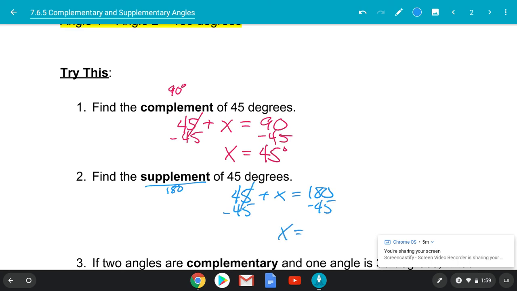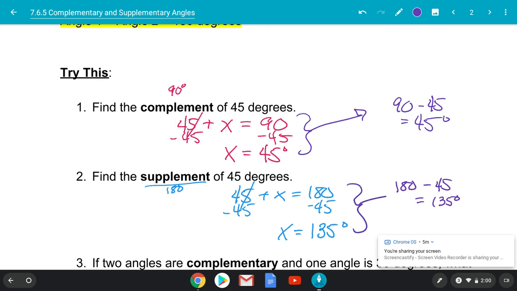And here I have 180 minus 45 to get 135 degrees. Now, with these questions, you can always set them up with the equation and solve, but if you understand what the word complement and supplement mean, you could absolutely have just looked at number 1 and said, okay, I want 90 minus 45, and I would get that 45-degree angle. Or when we're talking about supplementary angles, like number 2, you could have absolutely said 180 minus 45 is equal to 135 degrees. Because what we're doing here is really just this right-hand side.